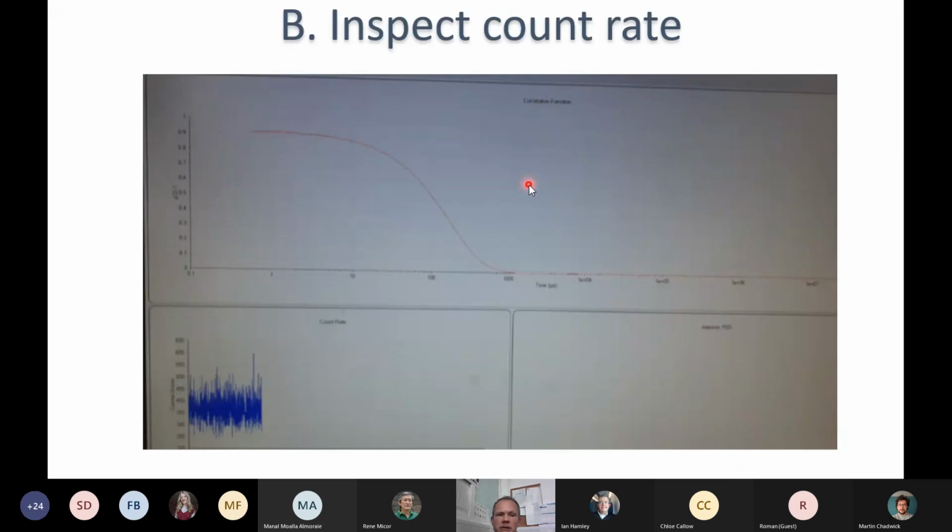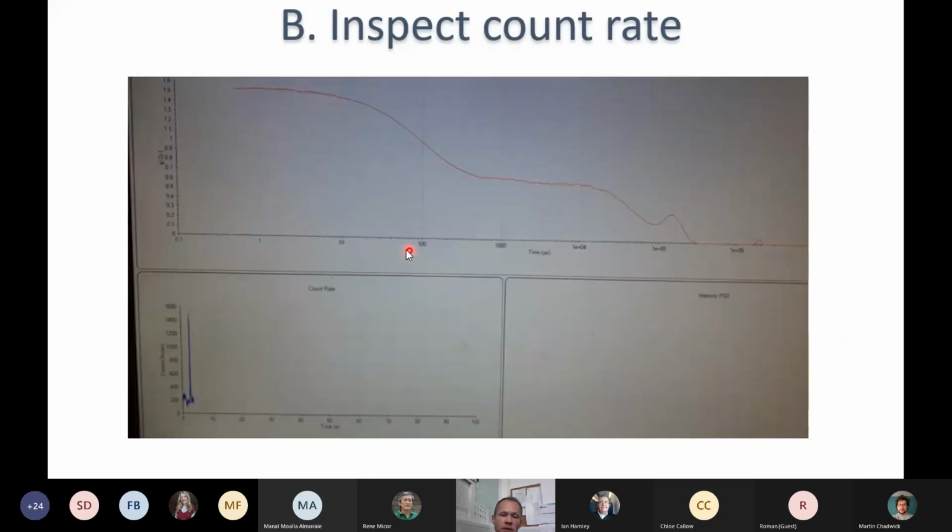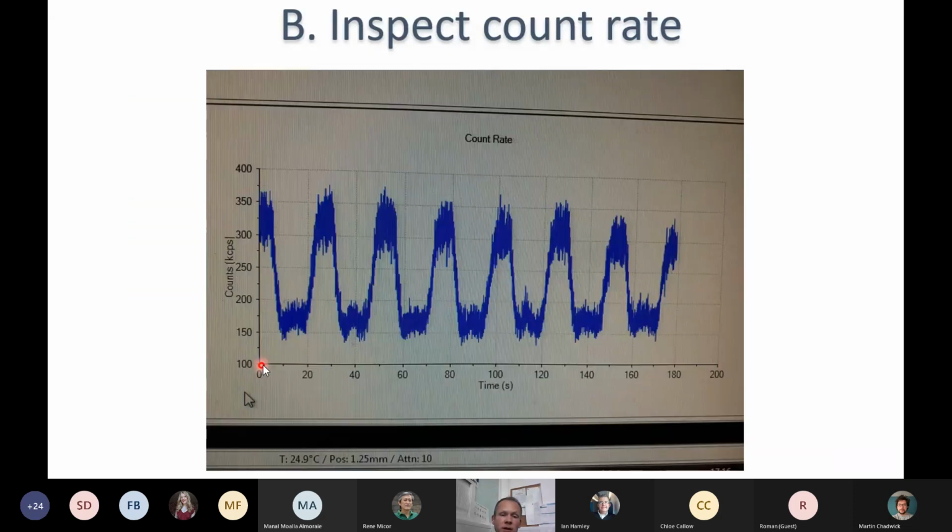And then step number 2 is to inspect your count rate. This is a snapshot from the Malvern software. This is the correlation function, a nice single exponential, and this is the count rate. This is a good count rate, but it's possible that you will see some spikes, and that is actually not a very good count rate. And this count rate is just awful, right?